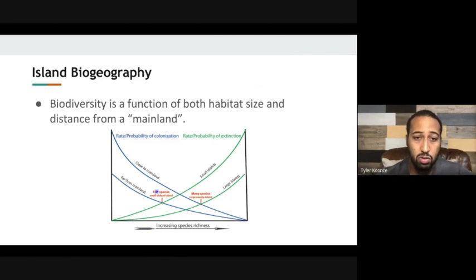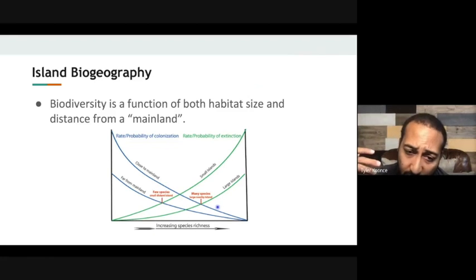So the closer that something is to the mainland, if we have a larger island, we're going to get many species because they're nearby. It's easy to get to. So think about a bird flying. It's way easier to fly to a large island that's close than a small island that's close to the mainland, because it's just a bigger area to land.